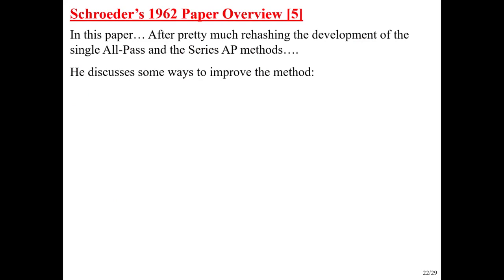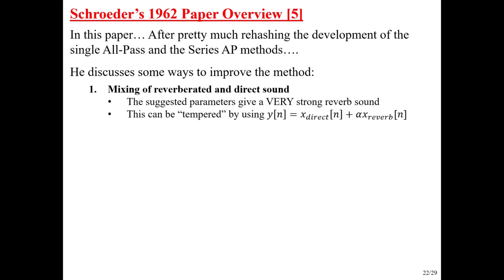A year later, he's got a new paper out, and pretty much the first half of it, he just goes back and rehashes everything he did in the first paper. Then he says, okay, those are the things I already looked at. Here are the new things. And he talks about 3 ways to improve. So he talks about mixing the reverberated and direct sound. He did that in the original all pass, but now he's doing it again, right? But that makes sense. That's how real reverb works.